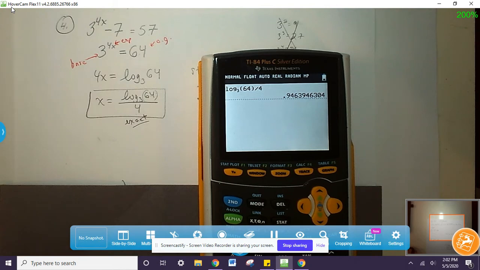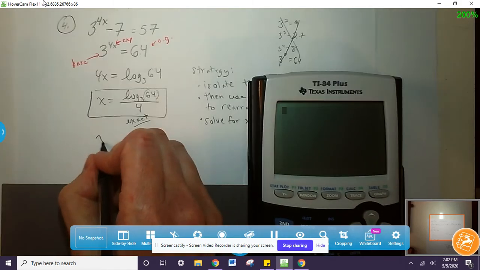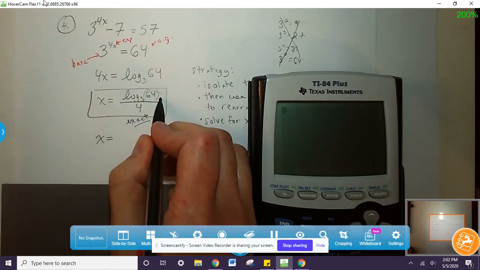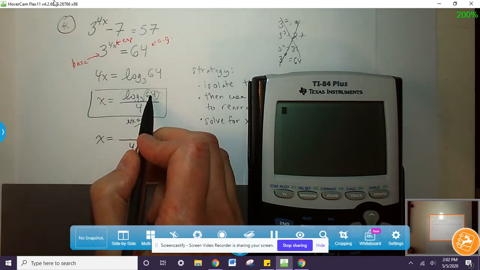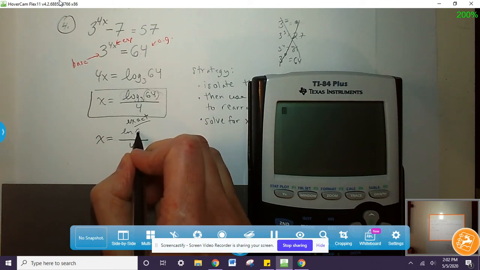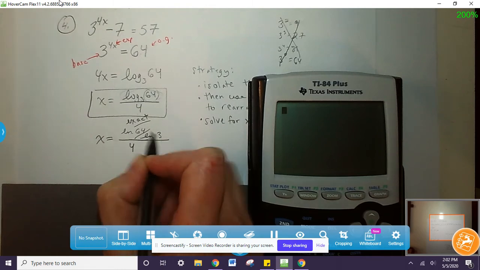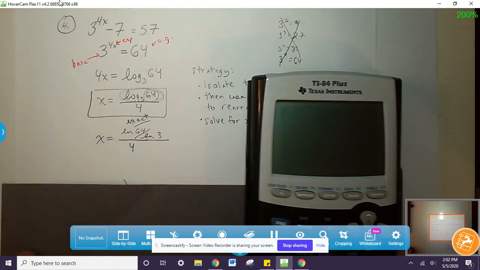For those of you who do not have a calculator with a log base feature, you have one extra step to take, and that's to use the change of base formula. So just to show you, because you don't have the log base feature, you need to rewrite log base 3 of 64 using the change of base formula. So you'll do natural log of 64 over the natural log of 3. So that's rewriting this using the change of base formula. It's one extra step. It's totally not worth buying a new calculator.